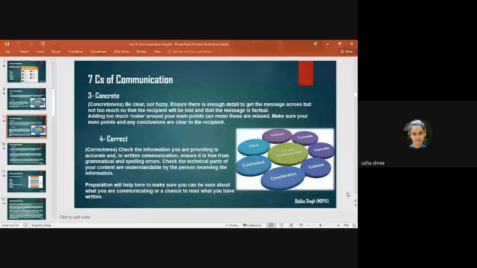Check that the technical parts of your content are understandable by the person receiving the information, especially in office, in business. Your message should look very professional, correct and clear, right? Preparation will help here to make sure you can be sure about what you are communicating, or a chance to read what you have written.